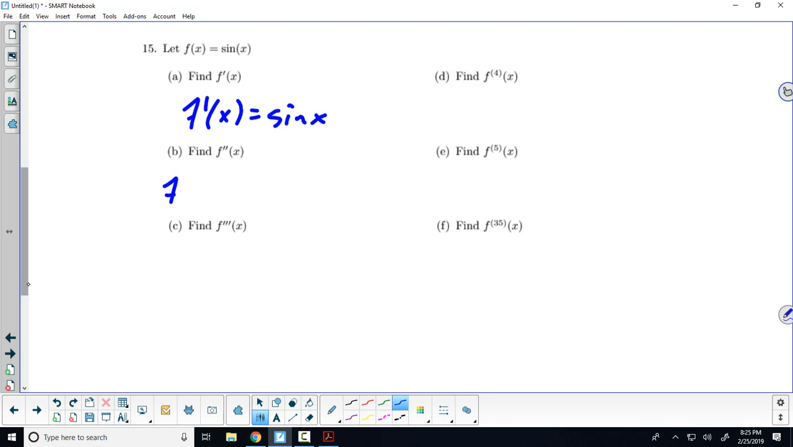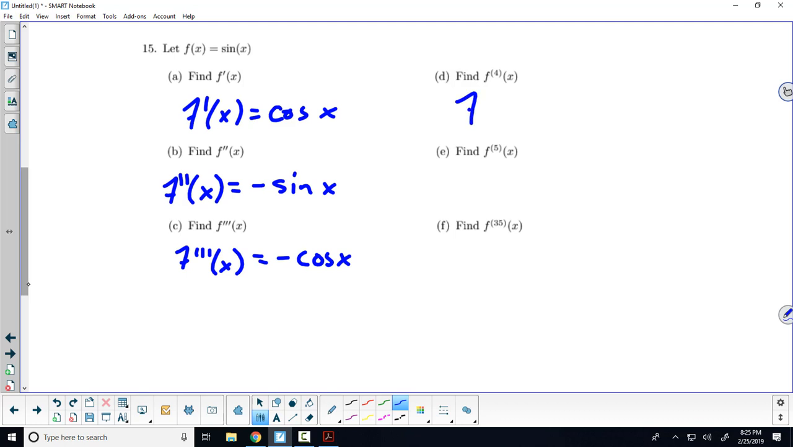What is the second derivative of the sine of x? Oops, I wrote that wrong. Sorry, folks. So the second derivative of the sine of x is the derivative of the cosine, and what is the derivative of the cosine? Negative sine of x. What is the derivative of minus the sine of x? What happens to that minus sign? It tags along for the ride. So we'd have minus cosine.